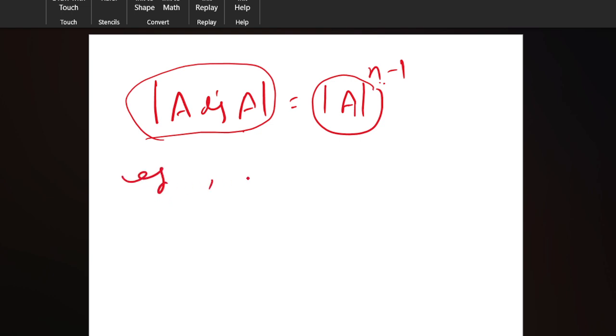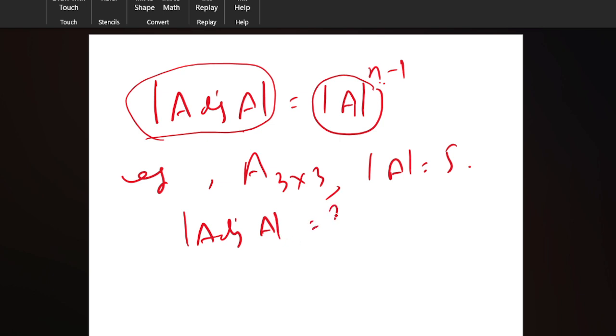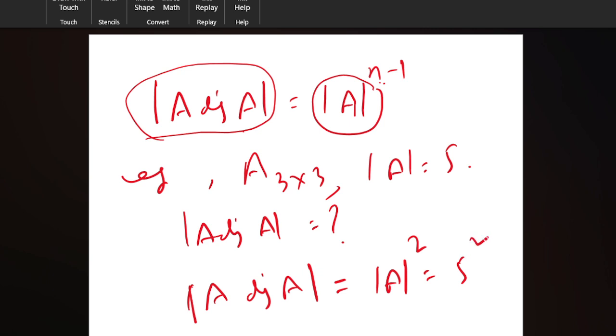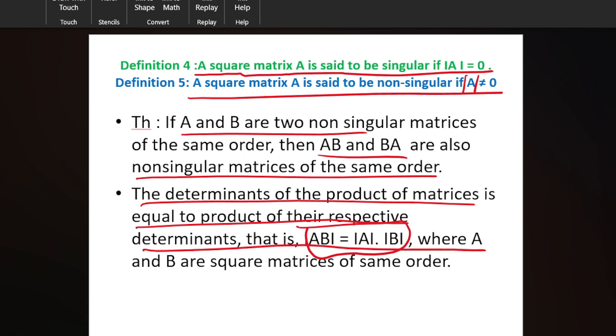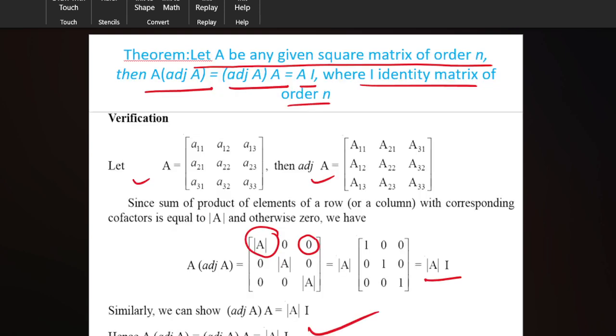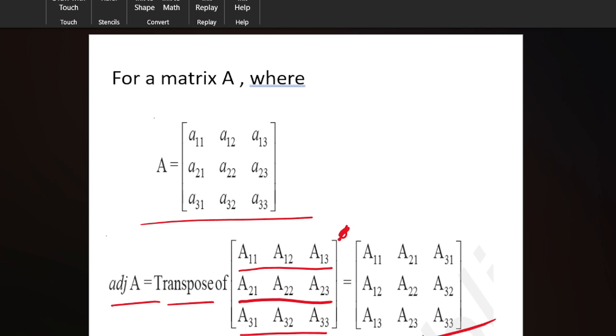For example, suppose A is a square matrix of order 3 by 3 and determinant of A equals 5. Now, what is the determinant of adjoint of A? We may get a question like this. Simply use this formula: determinant of adjoint of A equals determinant A power 3 minus 1, that is 5 squared, so that is 25. So my dear students, go through transpose of a matrix, inverse of a matrix, and minors and cofactors very properly.